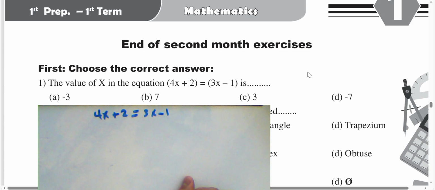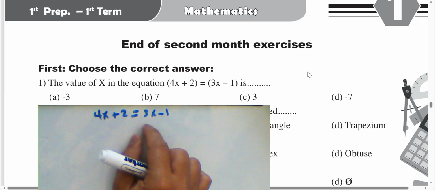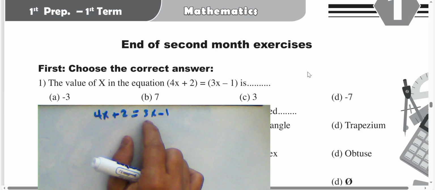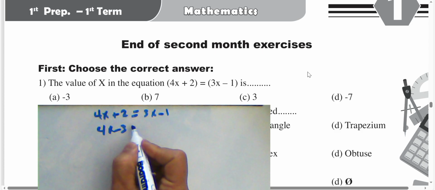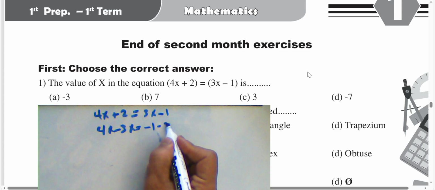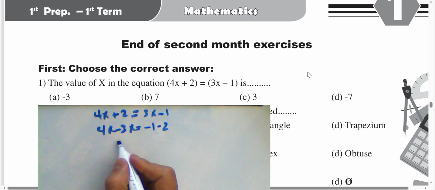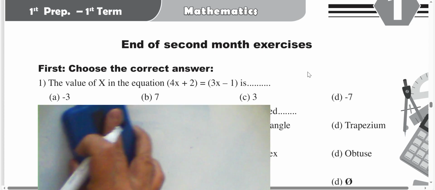Today we'll solve weekly assessment number 11, end of second month exercise. Question number 1, first choose the correct answer. The value of x in this equation equals... We have 4x plus 2 equal 3x minus 1. We must move 3x from right hand side to left hand side, right? 4x minus 3x equal negative 1 and move 2 by the inverse, negative 2. Then x will be negative 3. 4x minus 3x is x, negative 1 minus 2 is negative 3.